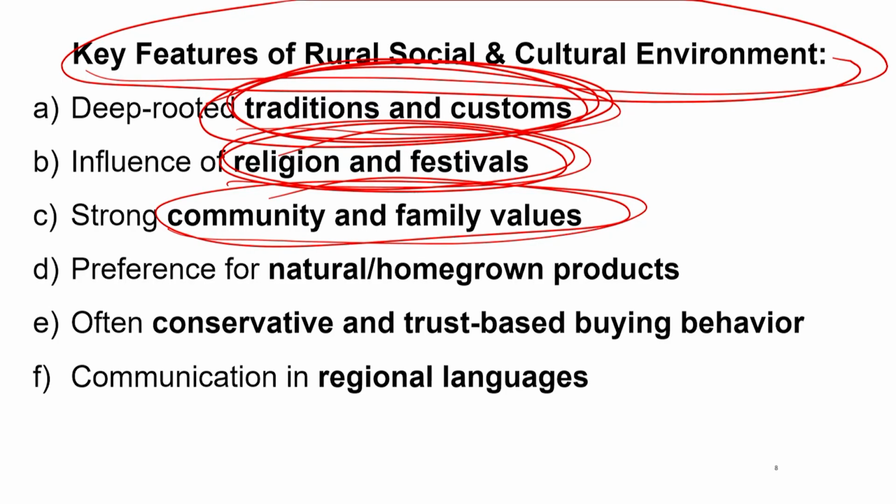Next, strong community and family values. Joint families still persist more in rural areas as compared to urban areas. So, as I told you, their needs and preferences will be different from nuclear families. They have a strong community. They trust renowned personalities in the villages. They don't trust brands very easily, so word of mouth becomes very important.